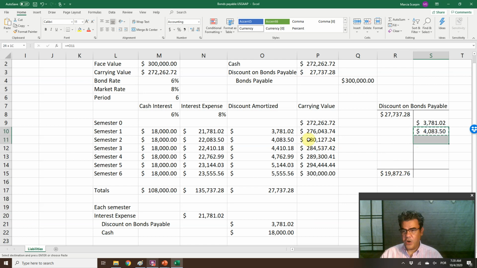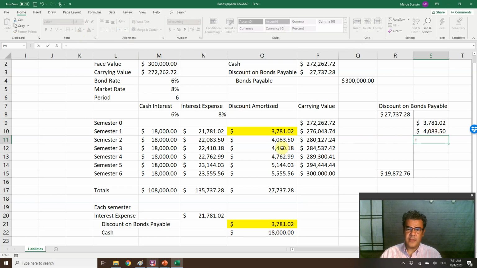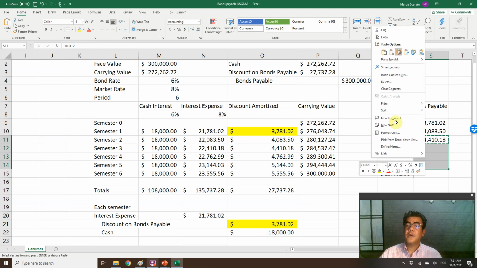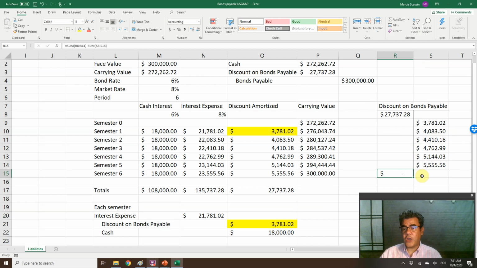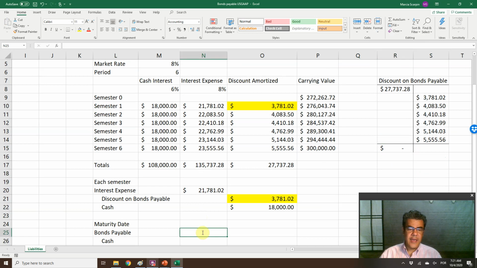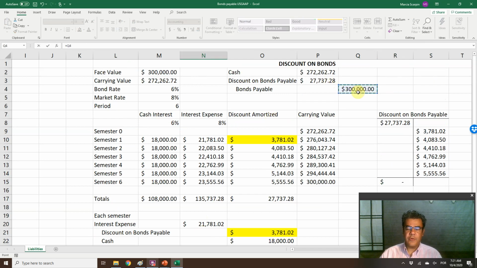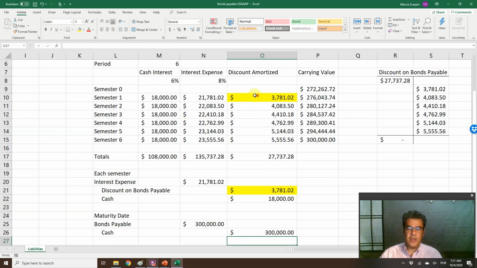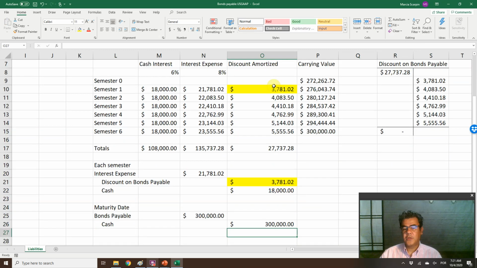So after the other semesters, and also why I'm doing that, because this discount here must match the discount amortized in our amortization schedule. So here 4,000, 440, and let's copy and paste here. We have nothing. We close the discount on bonds payable. And at maturity date, bonds payable 300, cash 300. We also close the bonds payable.